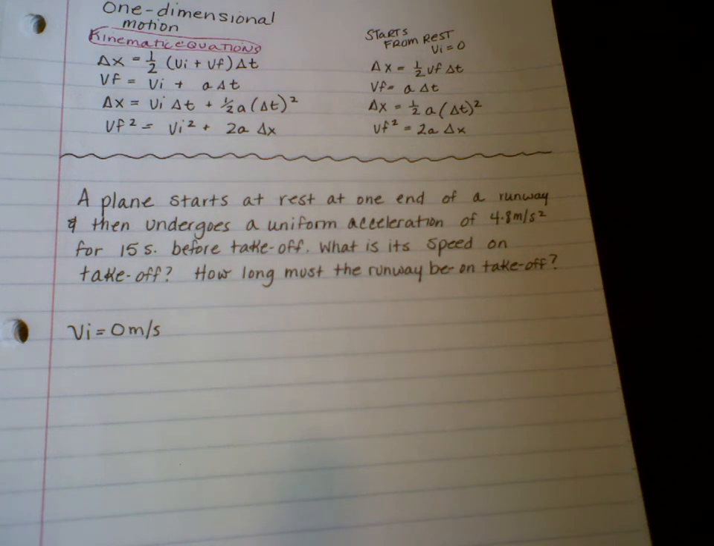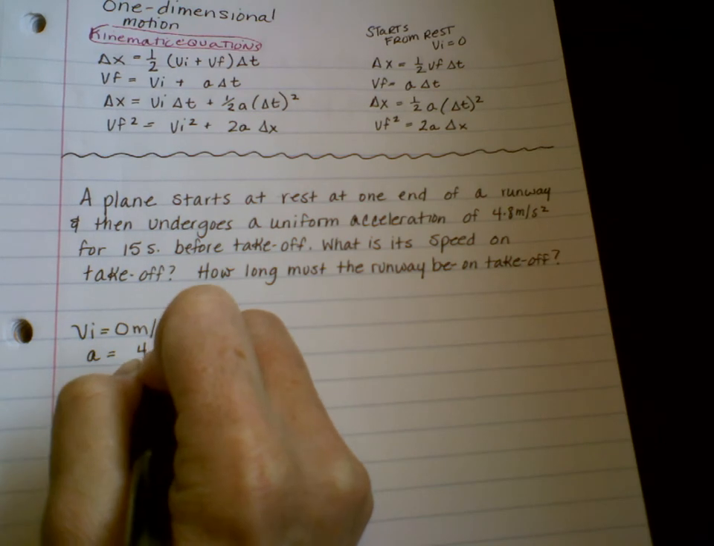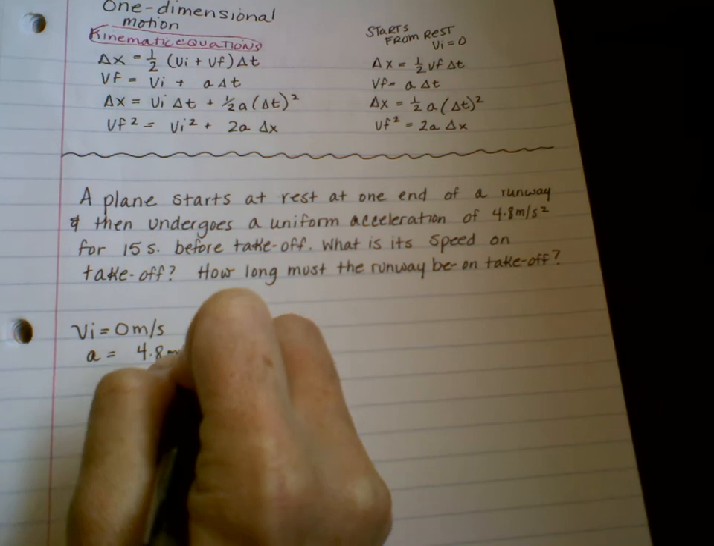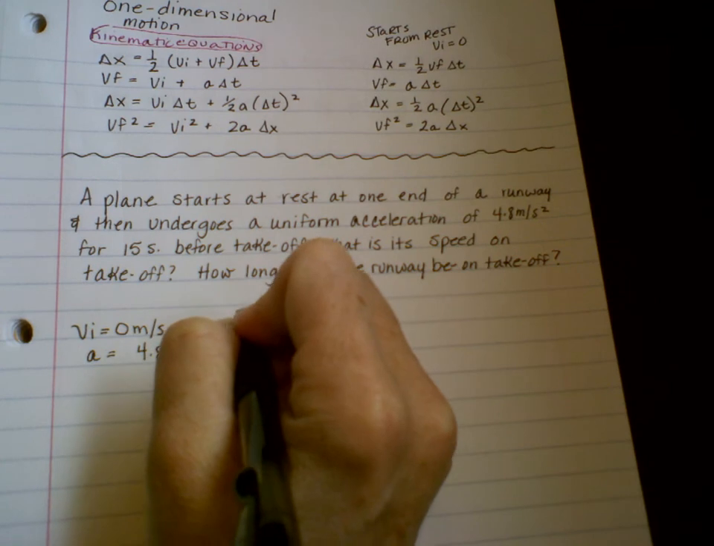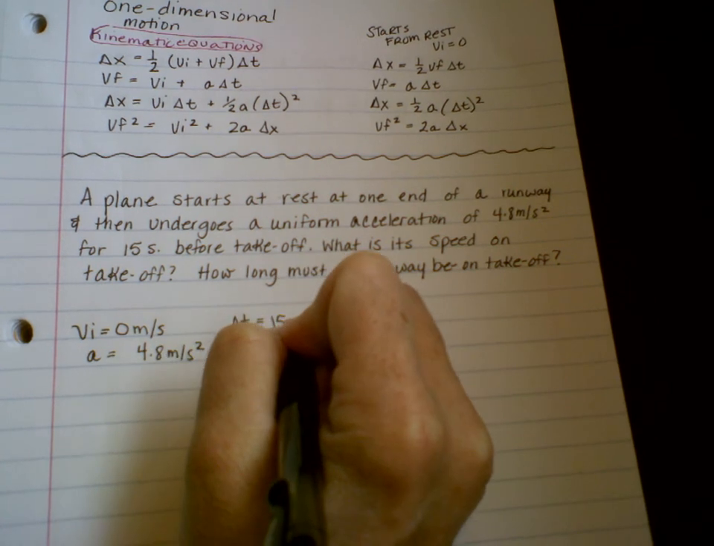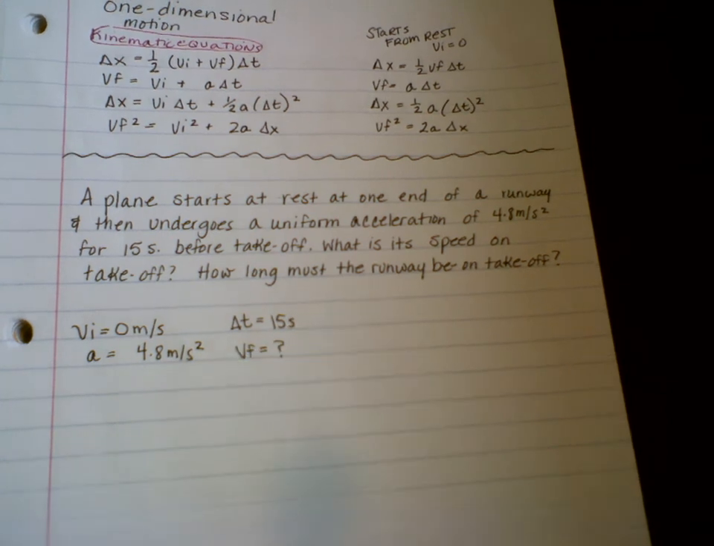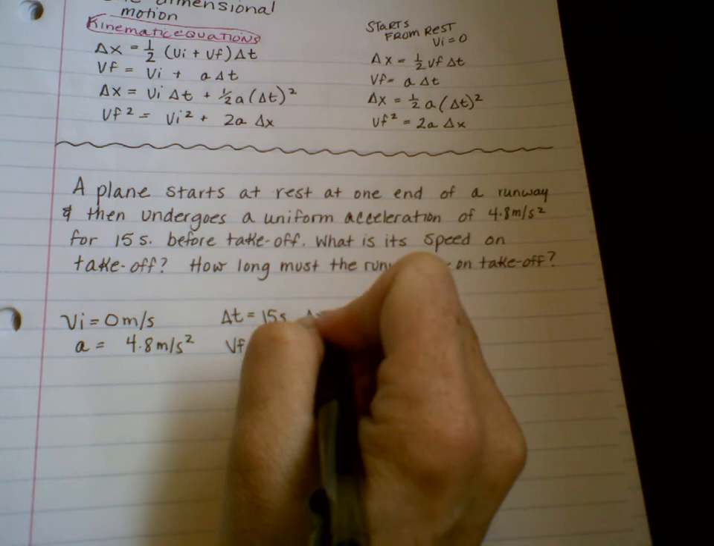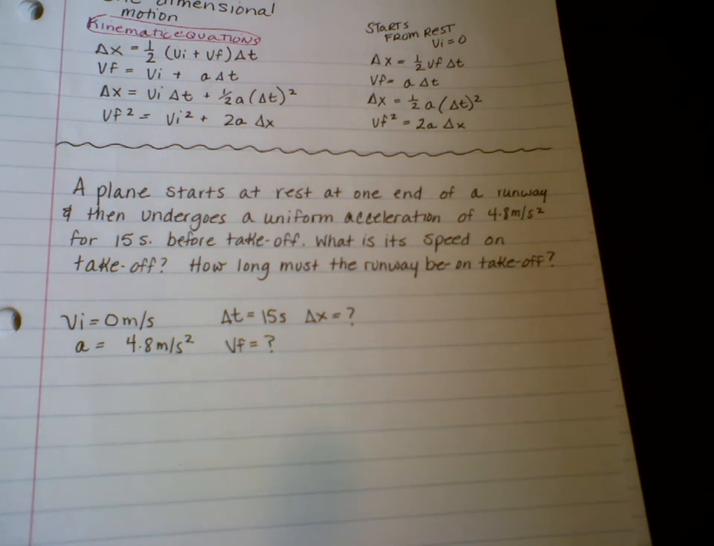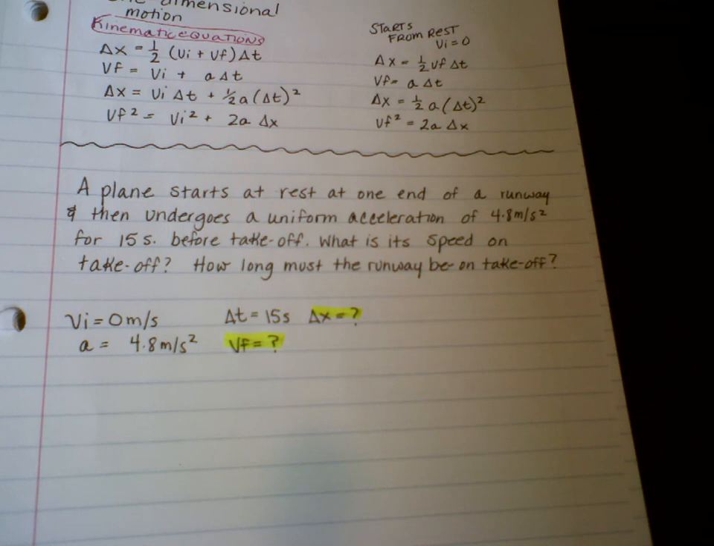Its acceleration is 4.8 meters per second squared. We know that it's accelerating for 15 seconds, but we don't know how fast it needs to be going to take off. That's an unknown, right? And we don't know how long the runway needs to be. So we don't know delta t, and we don't know v sub f. These are the things we're trying to figure out in this particular problem here.